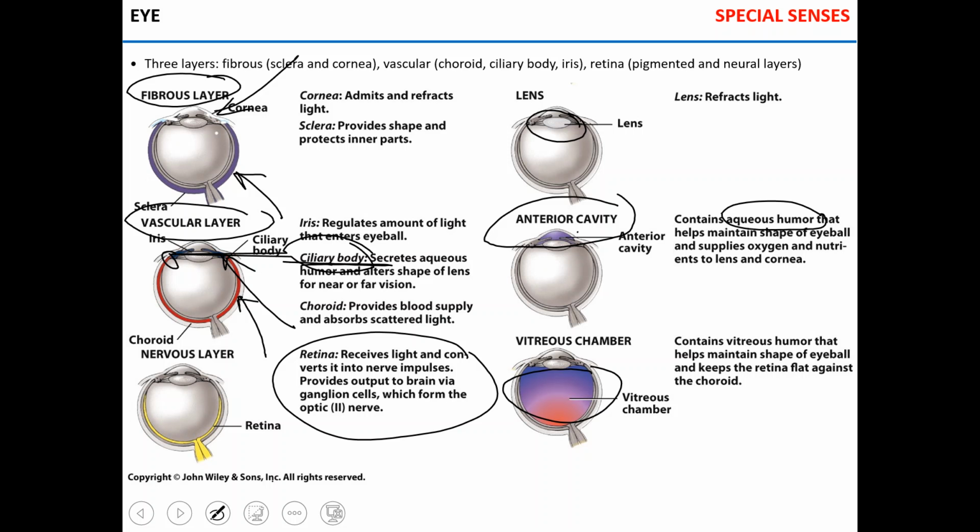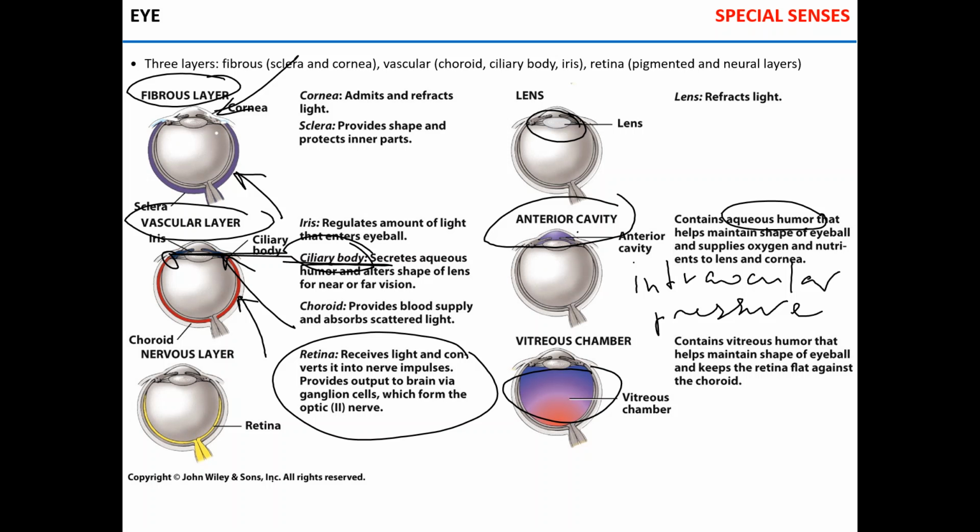Normally, aqueous humor in the anterior cavity is constantly produced and it is constantly drained. When the drainage of the aqueous humor is impeded, this fluid starts to accumulate in the anterior cavity. Accumulation of fluid in the anterior cavity and increased so-called intraocular pressure leads to a condition known as glaucoma.